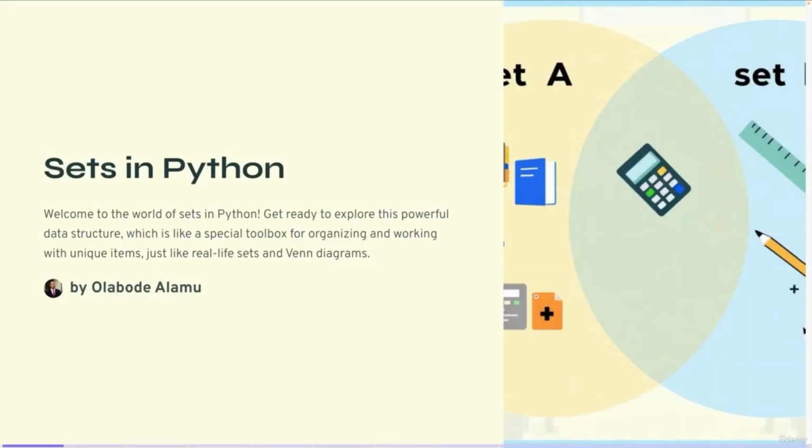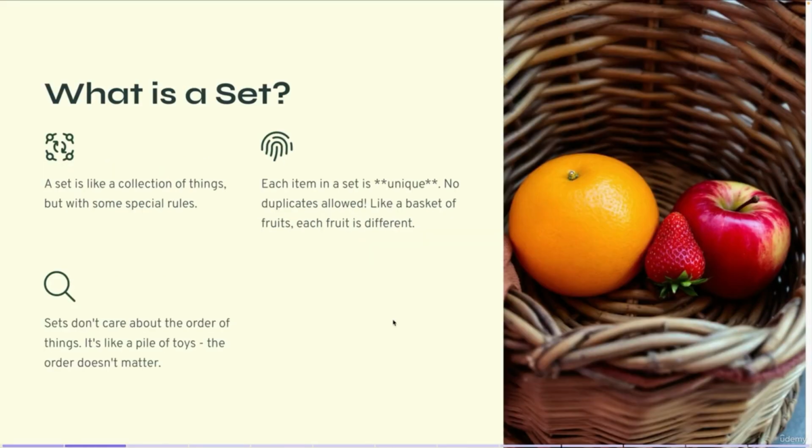We're going to talk about sets in Python. A set is a very unique data structure in Python. You can think of a set as a collection of things, but with some very special rules. One of the key rules of a set is that whatever you have in a set must be unique.